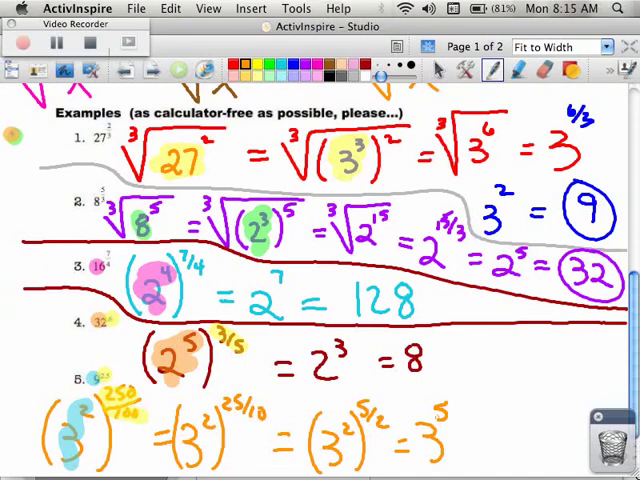And 3 to the 5th means that we have 3 times 3, which is 9. 9 times 3, which is 27. 27 times 3, which is 81. And 81 times 3, which is 243, I believe. So let me check my math. Yeah.